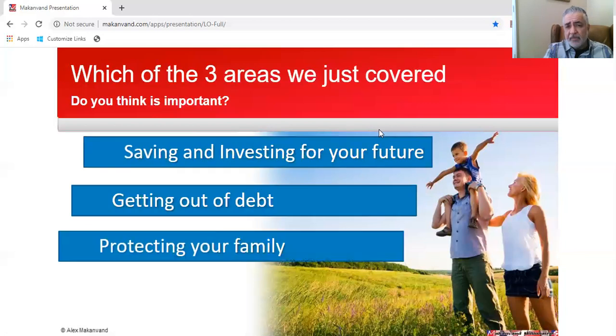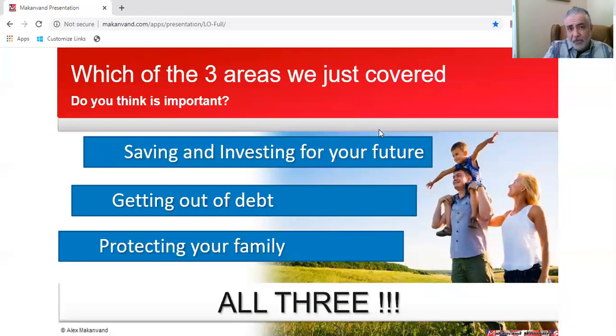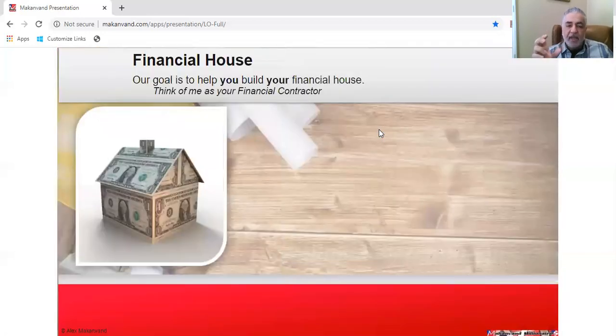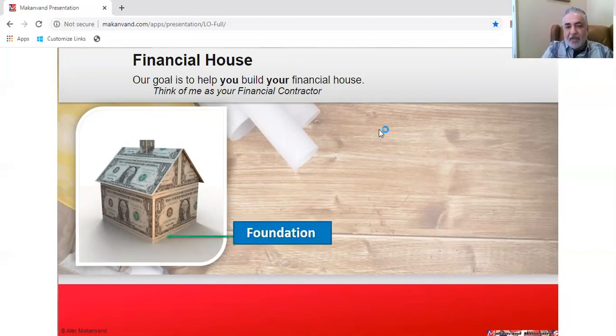Basically, of these three areas of saving money, getting out of debt, and protecting your family, we believe all are important. Don't you think so? I mean, I think you kind of said the same thing. They're all important. Let me show you this. Let me explain why. I want you to assume that I'm not just a financial guy, that I'm a general contractor, and that I'm going to build you not a financial house, but a regular house. Well, in a regular house, you have your three parts. You got the foundation, you got the structure, and you got the roof.